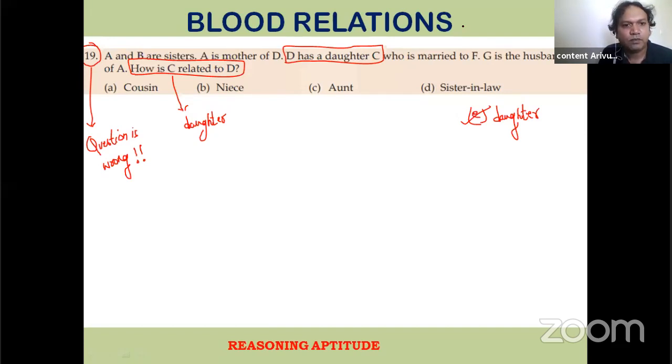Ravish, is it clear? So I hope others have understood that question number 19 is wrong. This is why most of you had doubts, right, in question number 19. So I hope I have made it clear to you what is the mistake with question number 19. Okay.